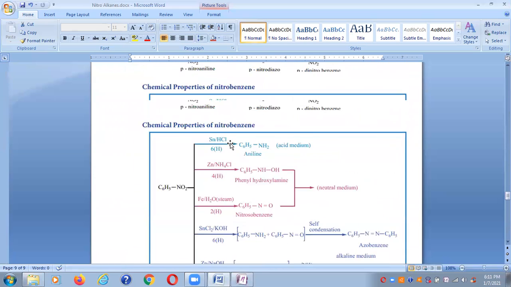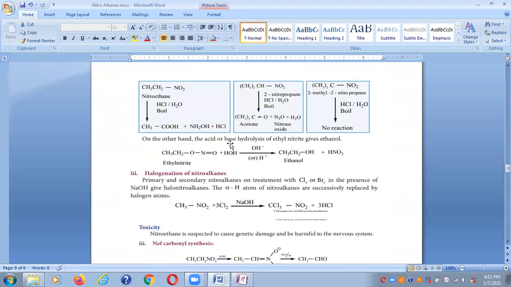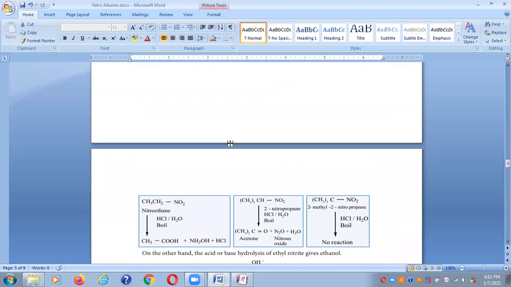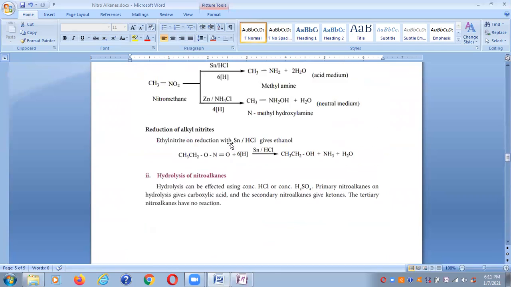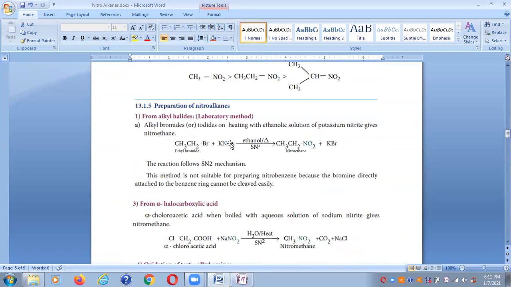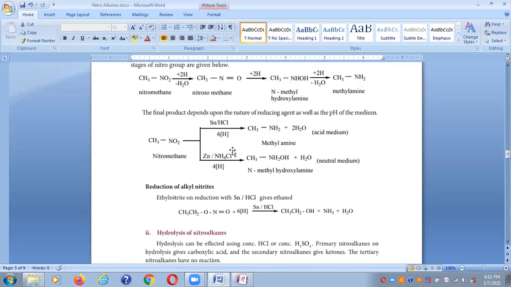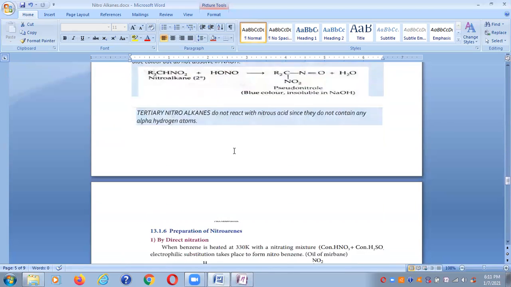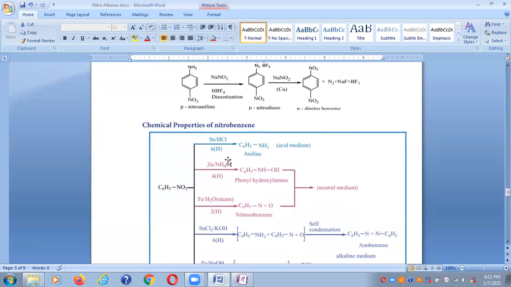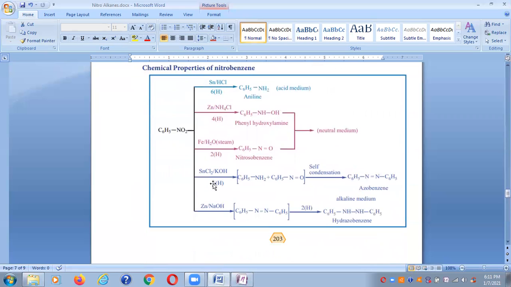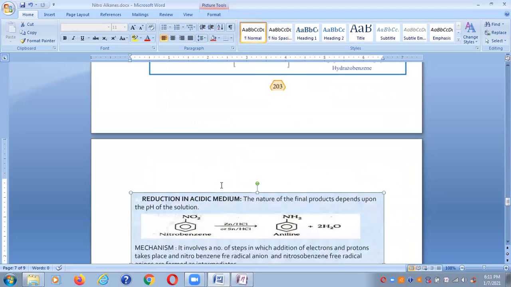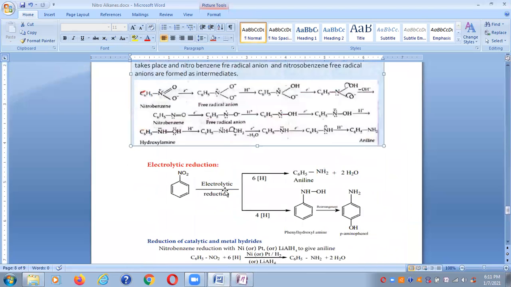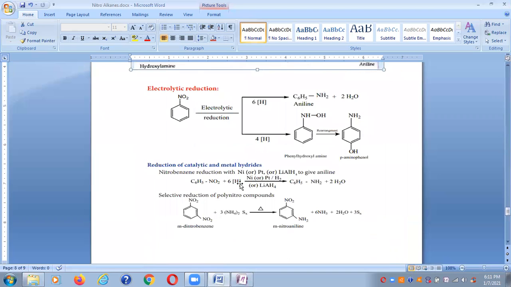So this is about aromatic nitro compounds, nitroalkanes and nitroarenes. Okay, under nitroarenes we have studied nitrobenzene. In that, an important one is the reduction of nitrobenzene in various mediums. This is acidic medium, these two are neutral medium, and these two are basic medium. And then we have electrolytic reduction, and then catalytic reduction. So these are the very important reactions in nitrobenzene we can expect in the examination. Okay, so thank you.